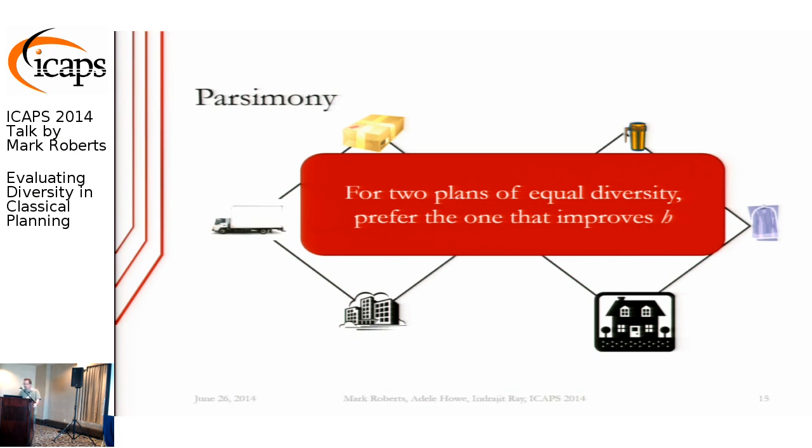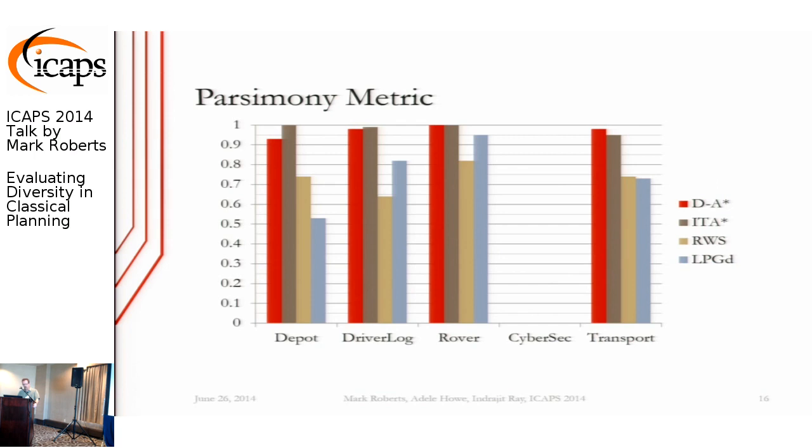So I called that parsimony and then came up with a way of measuring it in the plan sets. Here you see that higher is better, higher is more parsimonious. And you can see that what we really have in this trade-off is that driving diversity, using this heuristic, or driving diversity, often can lead to non-parsimonious solutions.